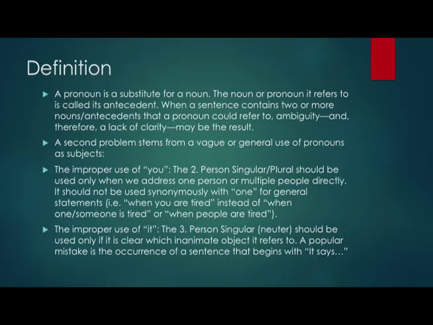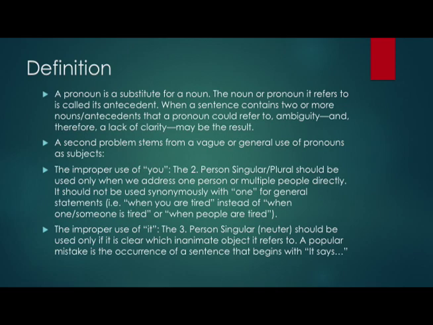So we're kind of elaborating on the previous lesson involving pronouns because we tend to use them a lot in our speaking and writing. So as we've said before, a pronoun is a substitute for a noun. Okay? So it refers to another noun or an antecedent. When a sentence contains two or possibly more nouns or antecedents that pronoun could refer to, then this results in ambiguity, and ambiguity in communication generally means a lack of clarity.